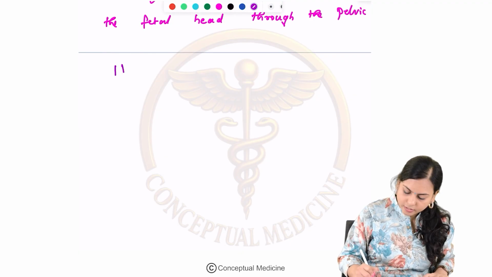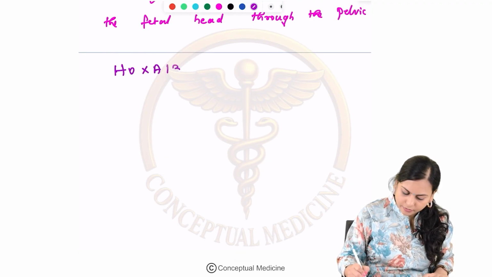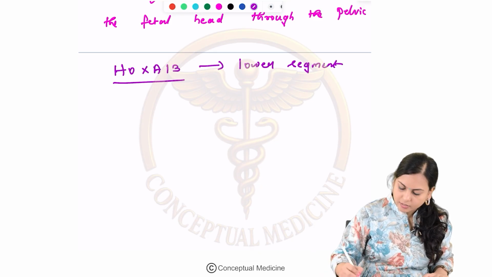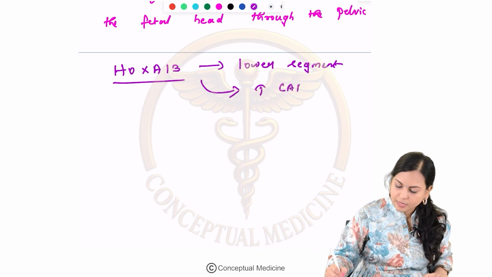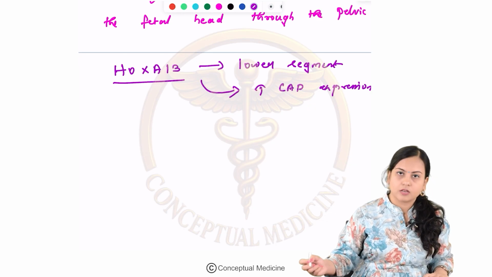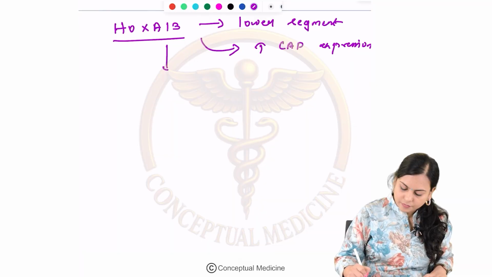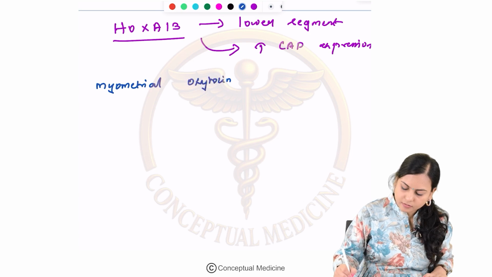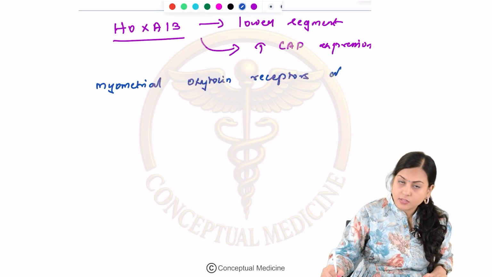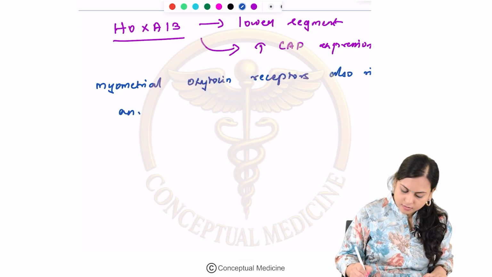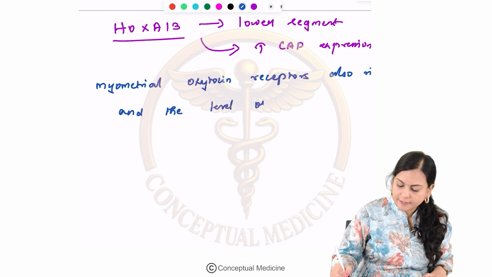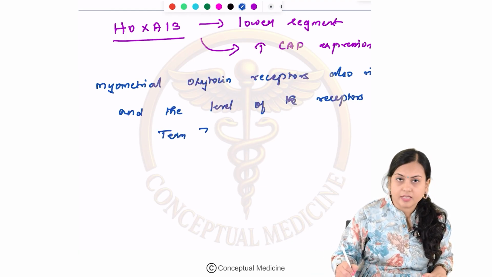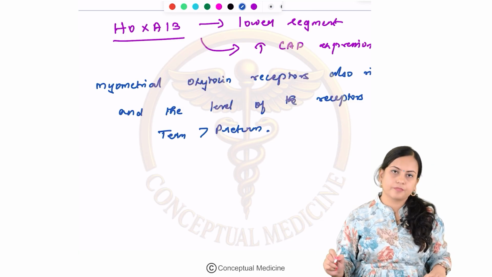Also remember, near term there is expression of one more protein called HOXA13. Okay. So, that is seen in the lower segment, and this further induces CAP expression. Okay. And myometrial oxytocin receptors also rise, and the level of these receptors in term is greater than the preterm myometrium. Clear?